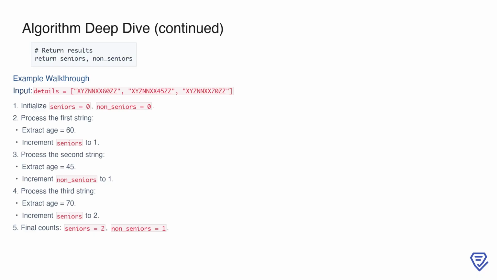For the second string, xyznnxx45zz, the age substring is 45, which is less than 60. We increment the non-seniors counter to 1. Finally, for the third string, xyznnxx70zz, the age substring is 70, which is greater than 60, so we increment the seniors counter to 2. At the end of processing all strings, we have seniors equals 2 and non-seniors equals 1. These counts represent the correct categorization of the input data.